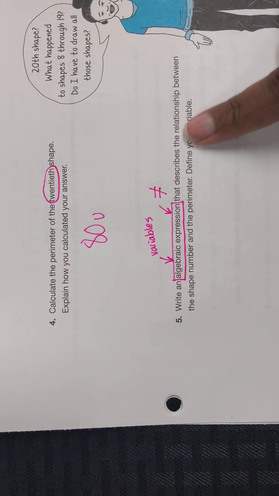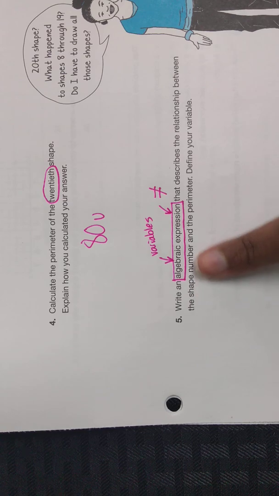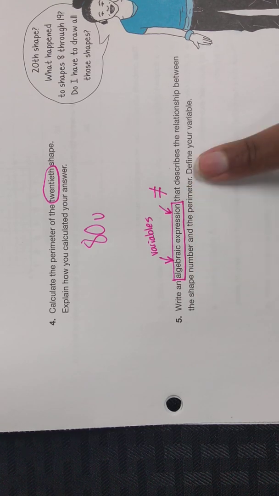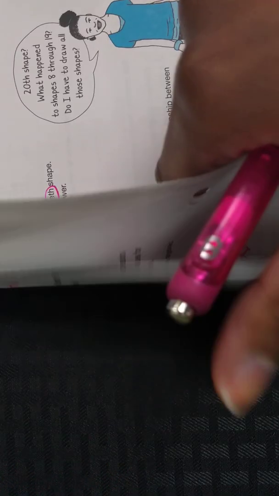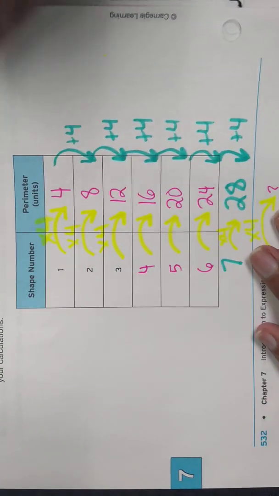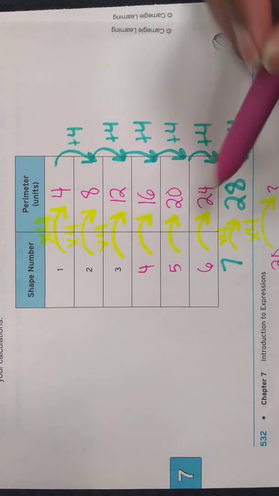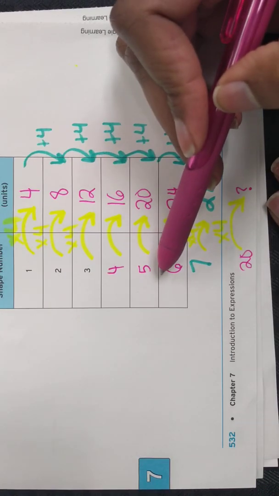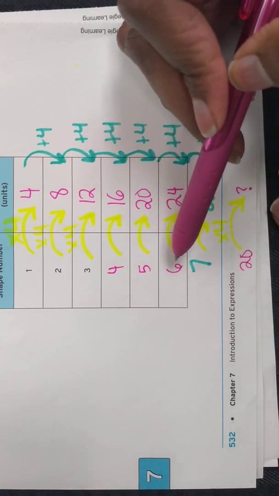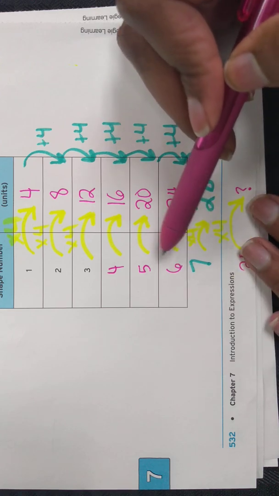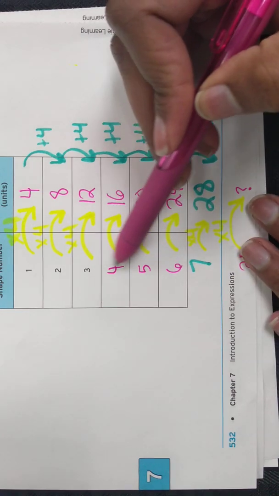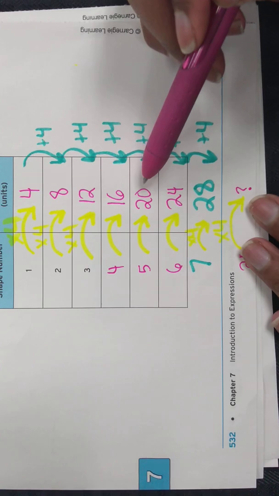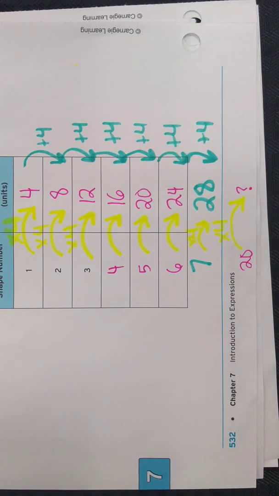Write an expression that describes the relationship between the shape number and the perimeter. Look at this table. How could I have determined the perimeter of any shape number? Shape number 42, shape number 47, shape number 35. What would you tell me to do to that shape number in order to get its perimeter? Pause and think.